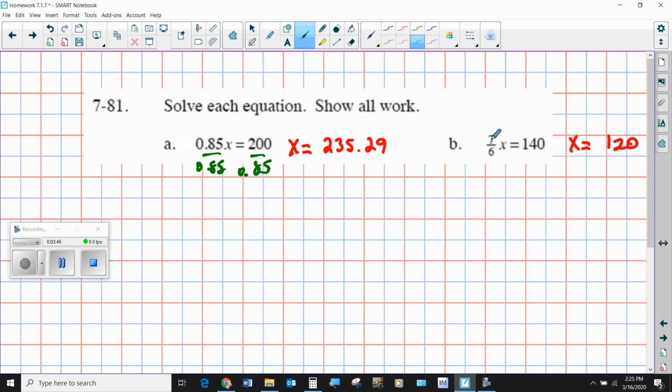And here for B, I don't really want you using a calculator. Just remember that if you want to change this to 1x, you have to multiply both sides of the equation times the reciprocal of that fraction. So we're going to multiply each side times 6/7. That effectively cancels these guys out, making that 1x. But now you have to take 140 times 6. What does that end up being? 840. And then divide it by 7. And as a result of that, you end up with X being equal to 120.